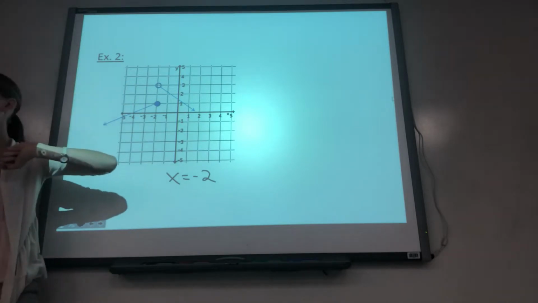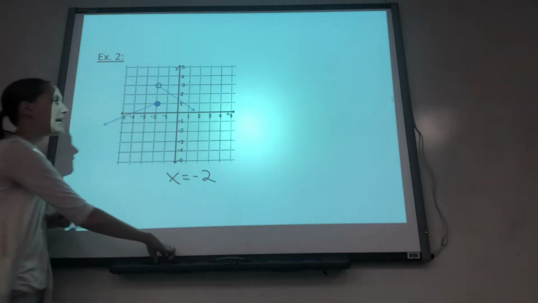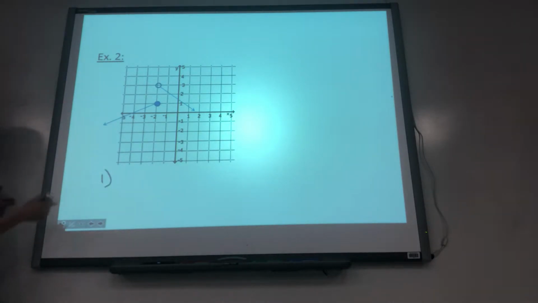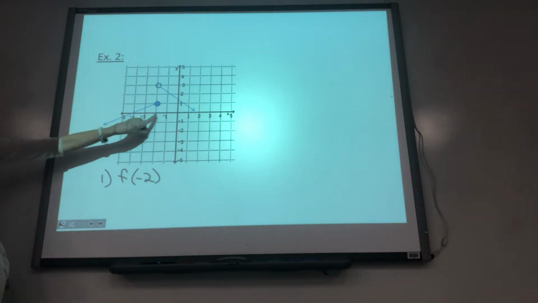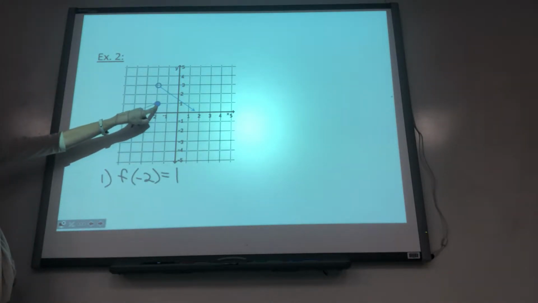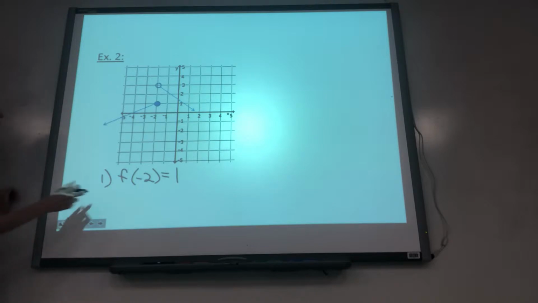Now condition 1 says that f of negative 2 has to be defined. Why don't I just run through this a little bit down here. You can write this down if you want. f of negative 2 has to be defined. If you look right here on your graph, what would you say f of negative 2 is? 1. It's what the function equals when x equals negative 2. We're not talking limits for the first condition. We're just talking about the function. f of negative 2 would be 1.